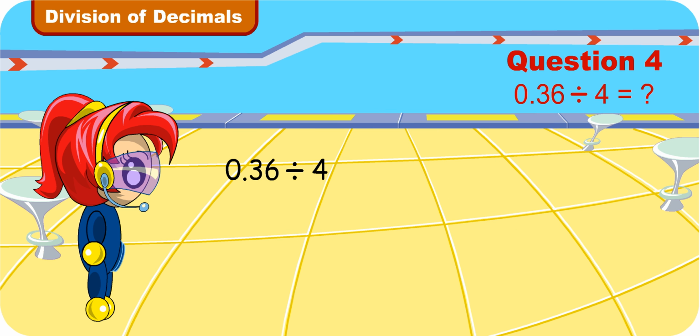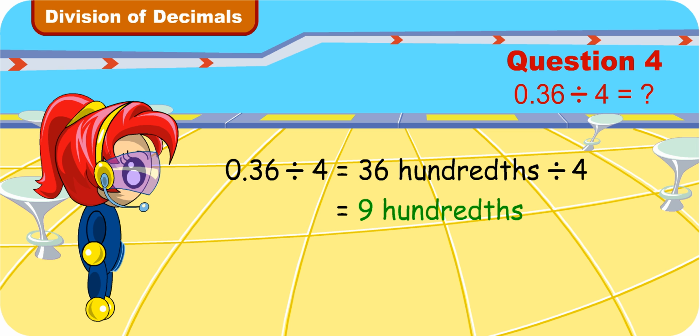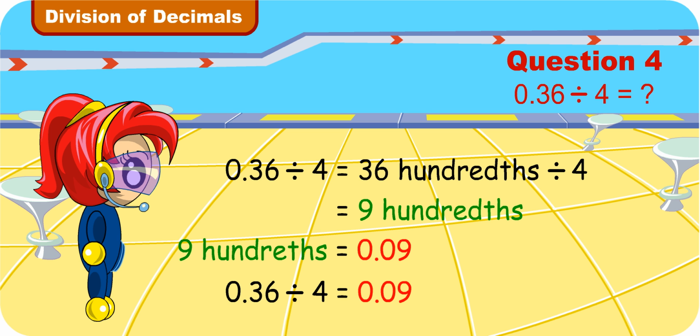Okay, 0.36 divided by 4 is the same as 36/100 divided by 4. 36 divided by 4 is equal to 9. The answer is 9/100 or 0.09. Correct. But can you show me how you will do it by long division?